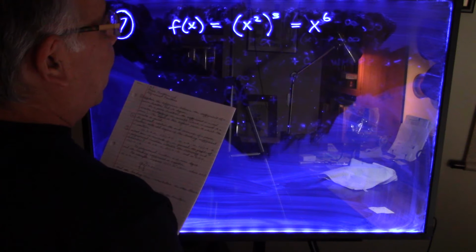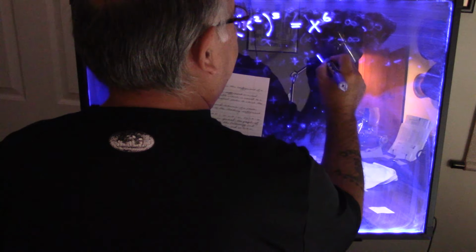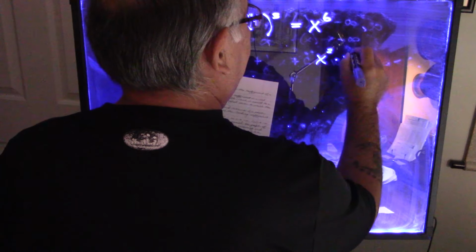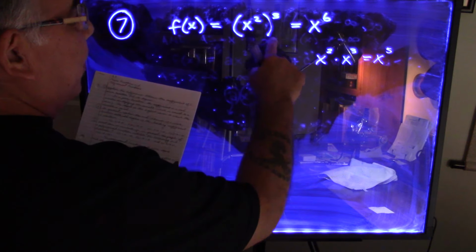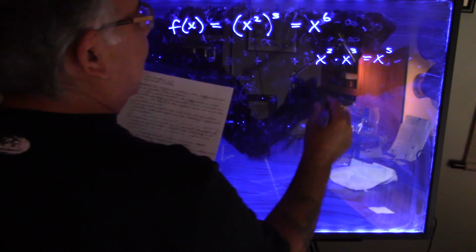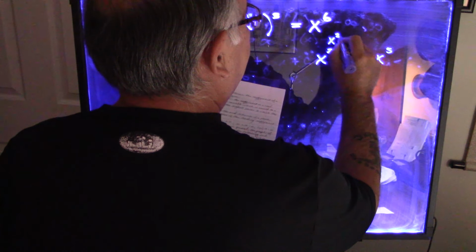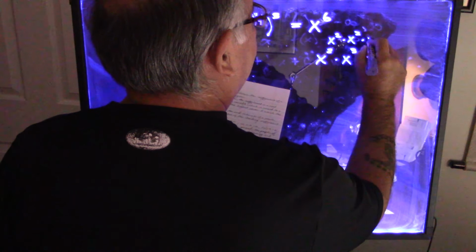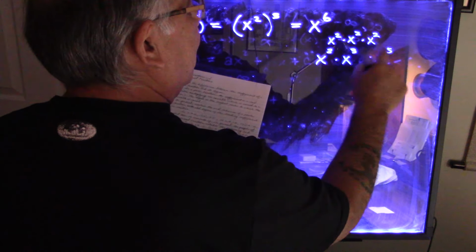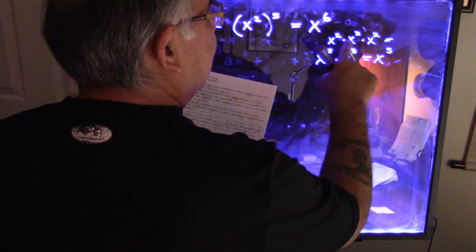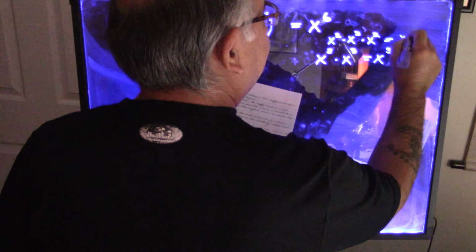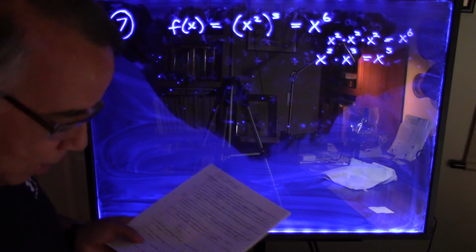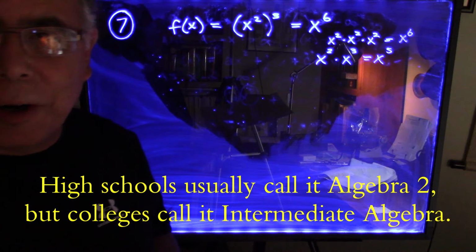Now notice that's not the same as x squared times x cubed, which is x to the 2 plus 3, or x to the 5. So these are two different things. This is x squared times x squared times x squared. That's x squared cubed. And now you can add the exponents just like you do here. That's 2 plus 2 is 4 plus 2 is 6. So that's a basic rule from Algebra 2, but it always bears repeating.